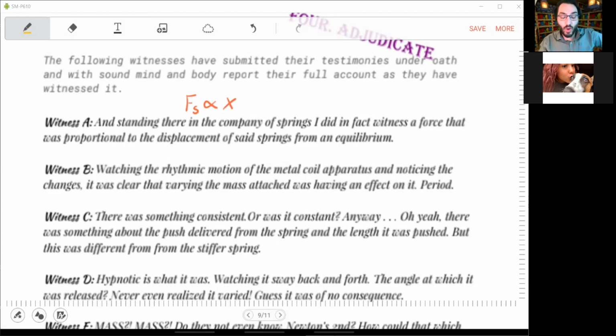So witness B, watching the rhythmic motion of the metal coil apparatus, also known as a spring, and noticing the changes, it was clear that varying the mass attached was having an effect on its period. What is the relationship between the period of a spring and mass? The period of a spring is proportional to the square root of m. Part of motion 2, right? We determined the relationship between mass and period, and we noticed that it was a square root fit.